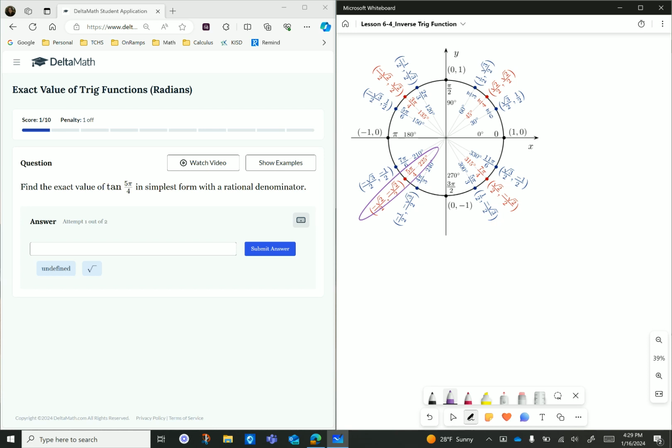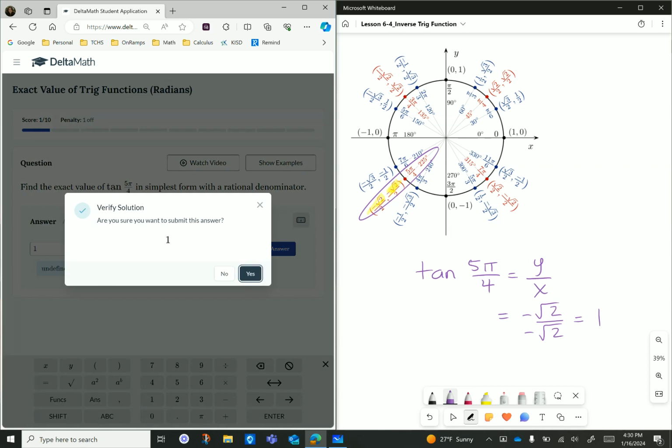Now tangent says that we need to take the y value over the x value. So tangent of 5 pi over 4, we're going to take the y over the x. Now, the y value here is going to be negative square root of 2. I'm going to ignore the denominator 2 because when I divide these two fractions, the denominators cancel. So the numerators end up being negative square root of 2 over negative square root of 2, which results in a 1. So let's type 1 over here, and we'll submit the answer.